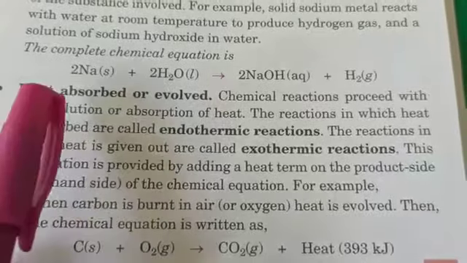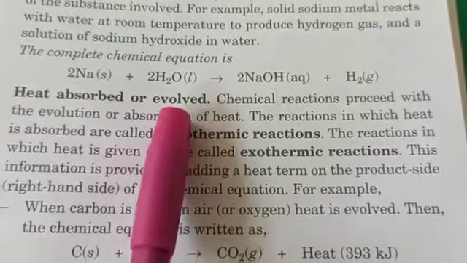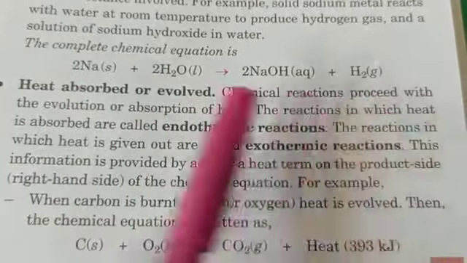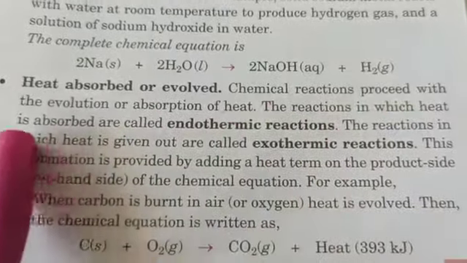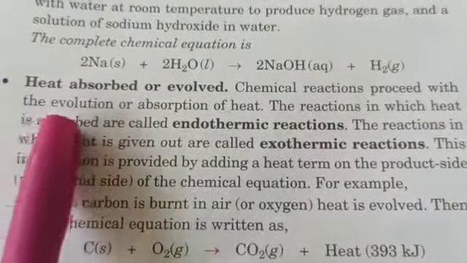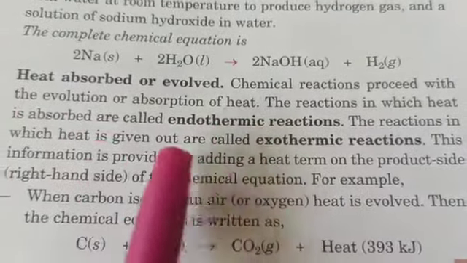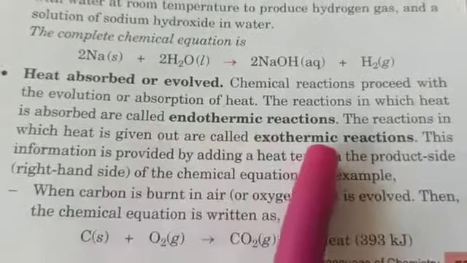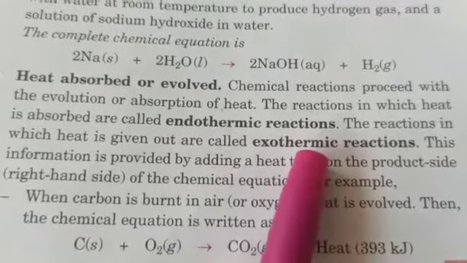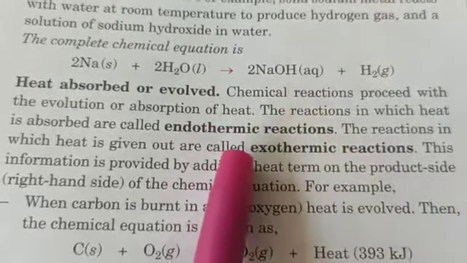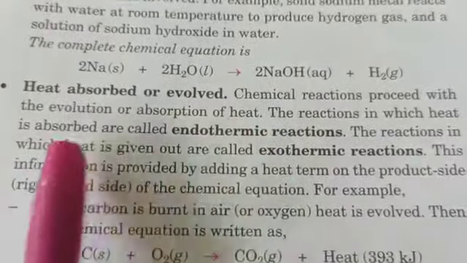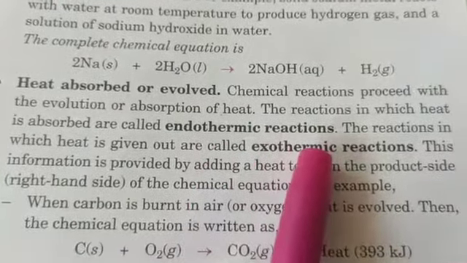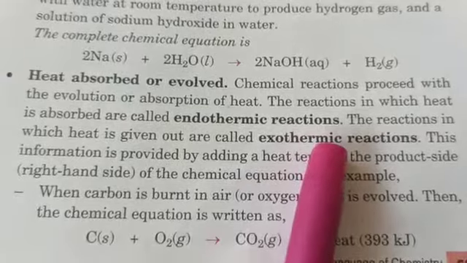Next is heat evolved or absorbed. Any chemical reaction proceeds with the evolution or absorption of heat. The reaction in which heat is absorbed, जिसमें heat absorb हो रही है, is known as endothermic. The reaction in which heat is given out is known as exothermic. Clear? There are two types of reaction. First, in which heat is absorbed, known as endothermic. Second, in which heat is given out, known as exothermic.